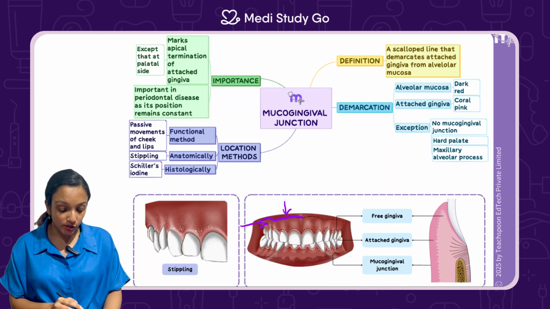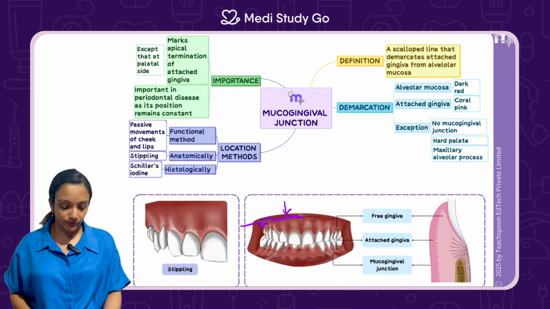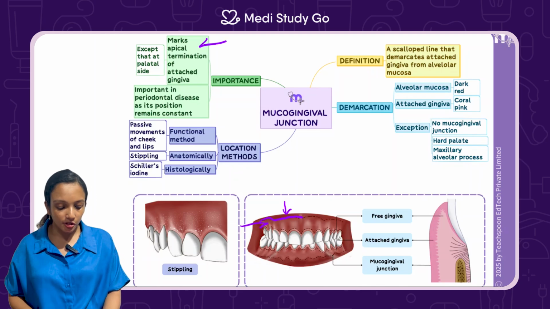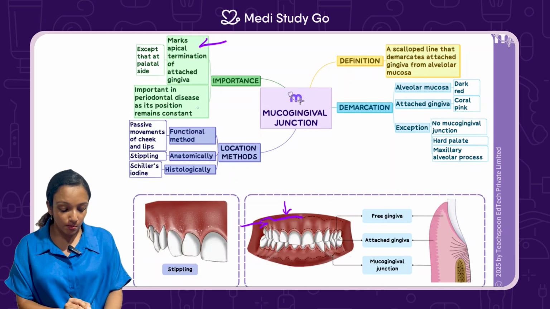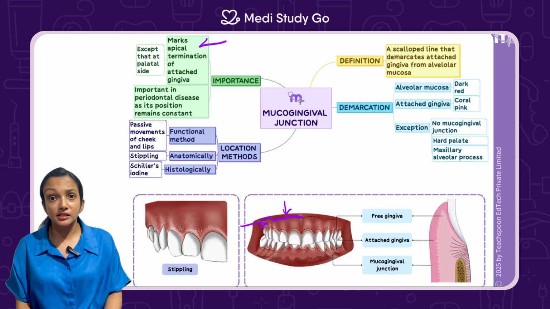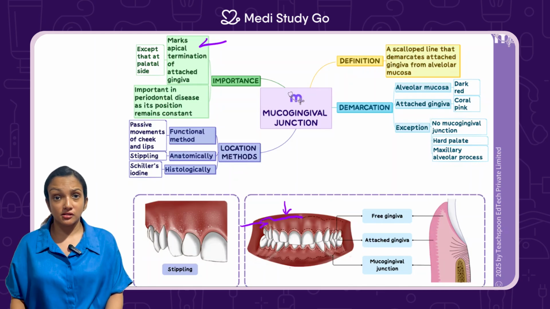Now coming to the importance of the mucogingival junction. It marks the apical termination of the attached gingiva, with the exception, where is it absent? We just saw earlier, it's absent on the palatal side. Also, this landmark is important in periodontal disease because its position remains constant. Just like we discussed earlier, any changes in the width of attached gingiva are because of changes in the margin, because the mucogingival junction remains constant.